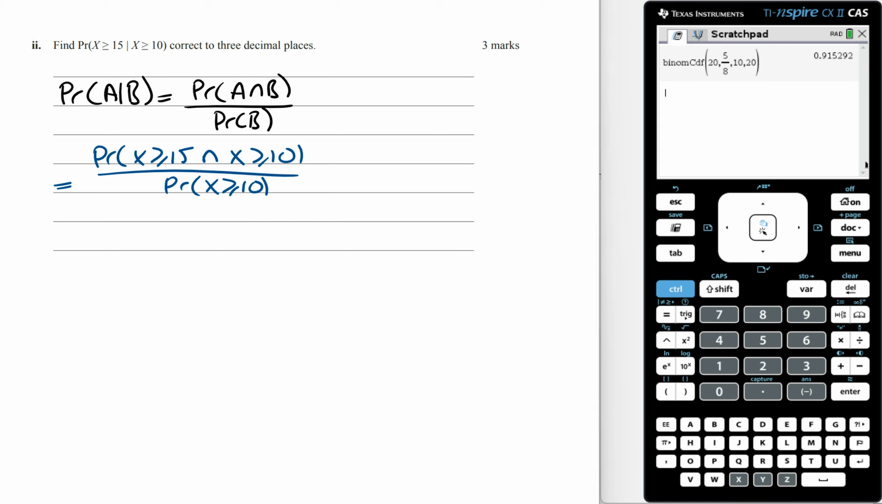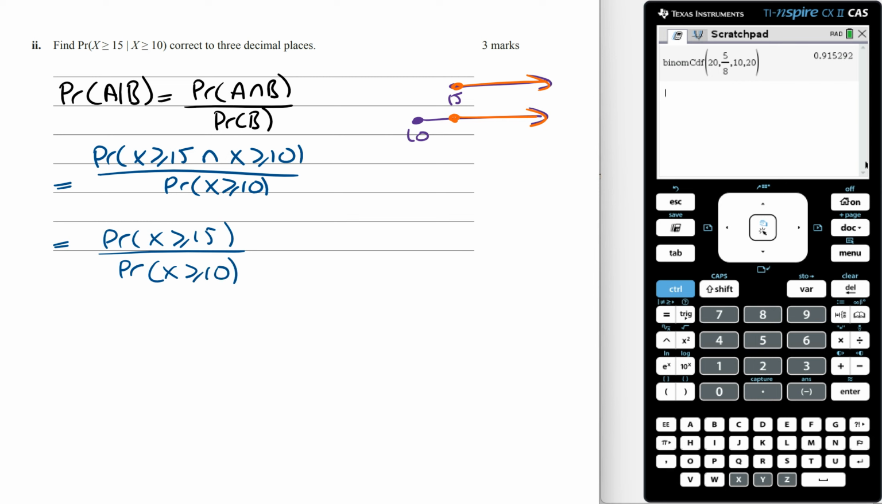If X has to be larger than or equal to 15 and it has to be larger than or equal to 10, then the intersection is going to be the values where X is larger than or equal to 15. And so this is going to become the probability that X is larger than or equal to 15 divided by the probability that X is larger than or equal to 10. Setting this up in the calculator, we can work this out.